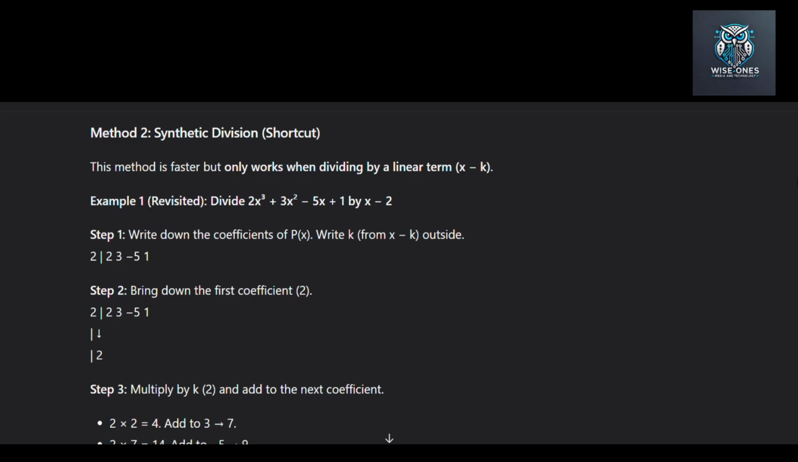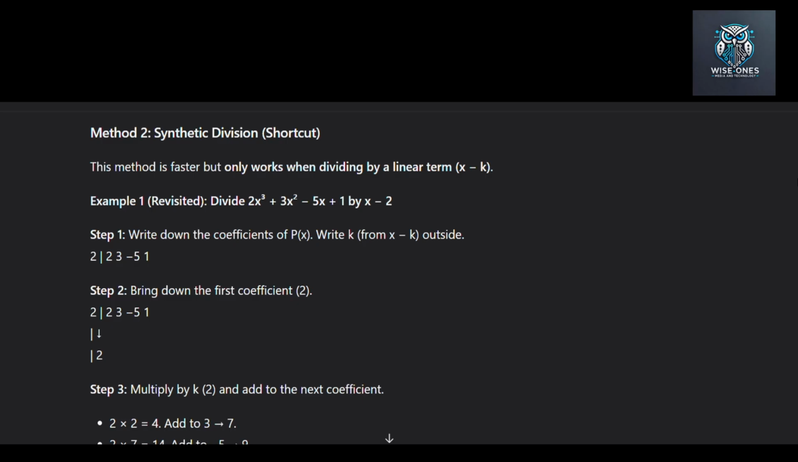Using synthetic division, divide 2x cubed plus 3x squared minus 5x plus 1 by x minus 2. Step 1. Write down the coefficients of p of x. The coefficients are 2, 3, negative 5, and 1. Write k outside. The divisor is x minus 2, so k is 2. So we write 2 on the outside, and then 2, 3, negative 5, 1 in a row.